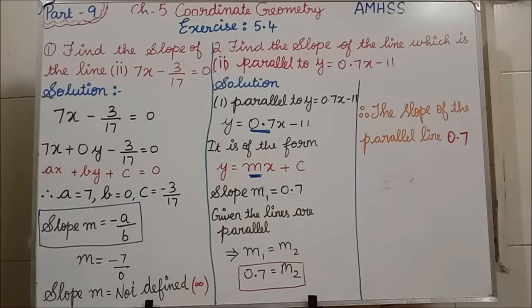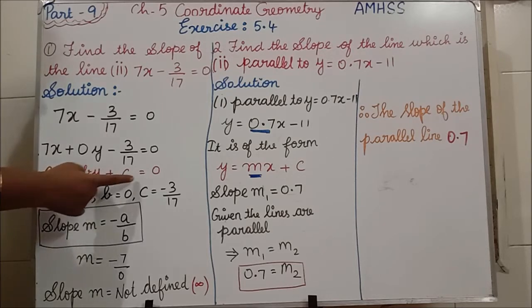This is our question. See, in this question we have an x term, but we do not have a y term. So you yourself put plus 0y. Then afterwards you write the constant term. Why are we writing like this? The equation of a straight line will always be in the form ax plus by plus c equal to 0. It will be in this form.